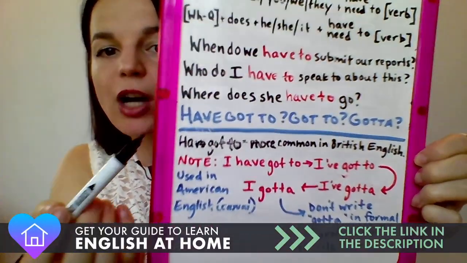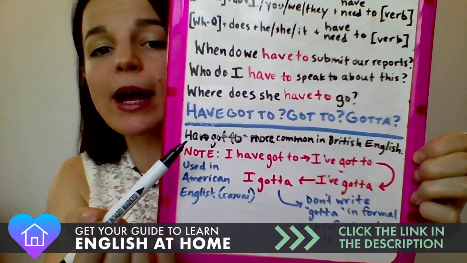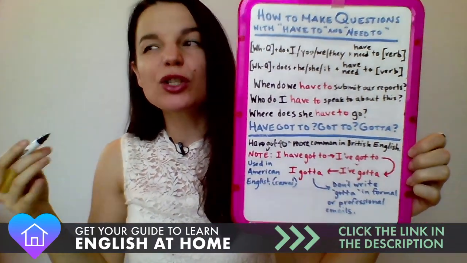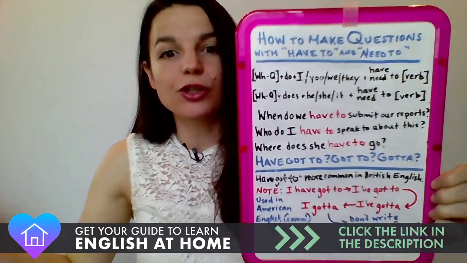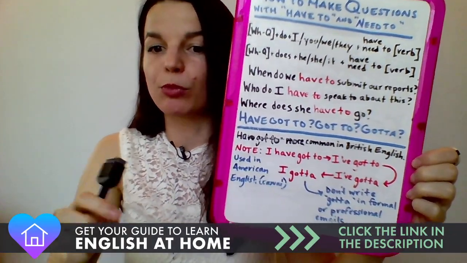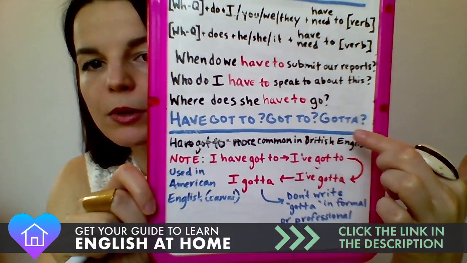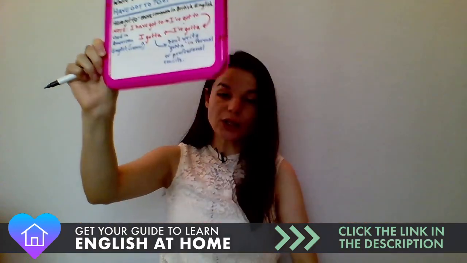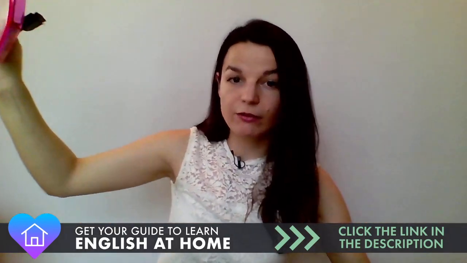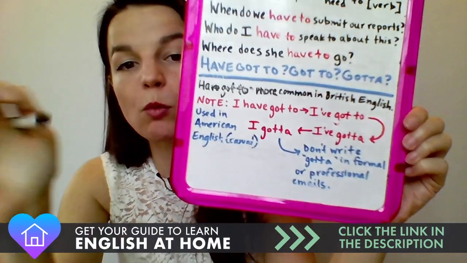We can use have got to in the same way, but in American English, we don't really use have got to as much. It's more common in British English. So, got to, what is the deal with that? What is the deal with gotta? So, I want to show you kind of a flow of what is going on here.